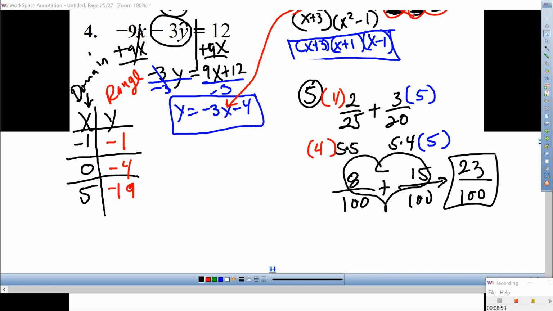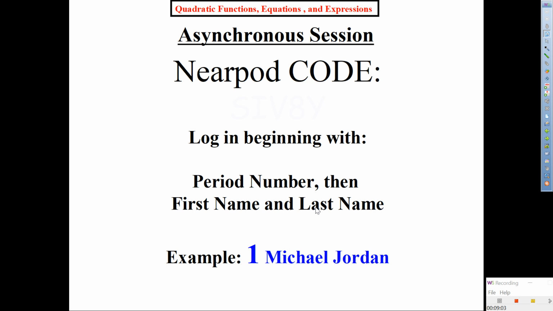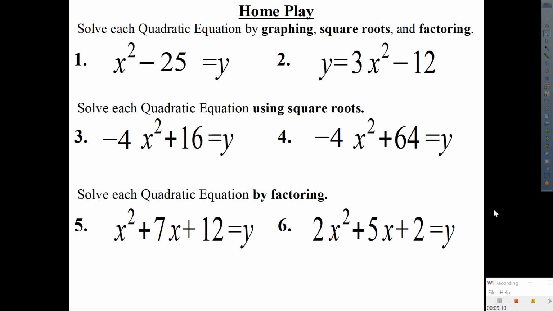Copy the agenda, please. All right, so the agenda: warm-up number 26, quadratic equations. Tonight's homework is only 6 problems. There wasn't any homework last night since we took the quiz yesterday. But this is tonight, so get your phones out really quick, take a picture of that. And if you don't have your phone, I'm still going to upload the video lesson at the end of the day, so you can go to the YouTube channel, get the homework from the video lesson. Okay? Only 6 problems.